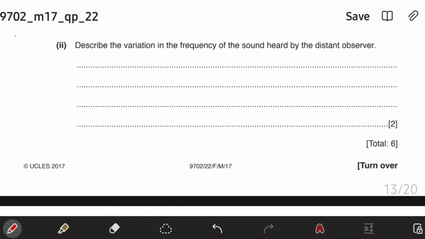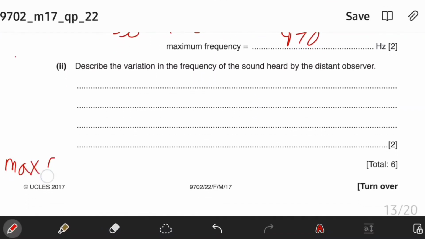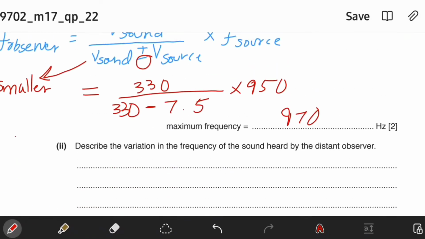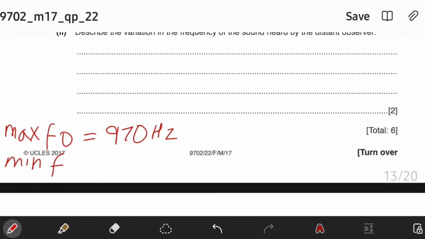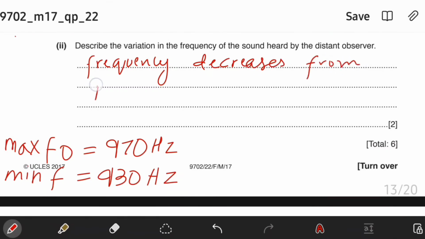Describe the variation in frequency of the sound heard by the distant observer. Okay, so you can simply use the values for maximum frequency and minimum frequency. Maximum we found out was maximum frequency of observer was 970 hertz. Minimum is coming out to be, you are just going to add when finding out minimum, and that would be 930 hertz approximately. So just write down that frequency decreases from 970 hertz to 930 hertz.